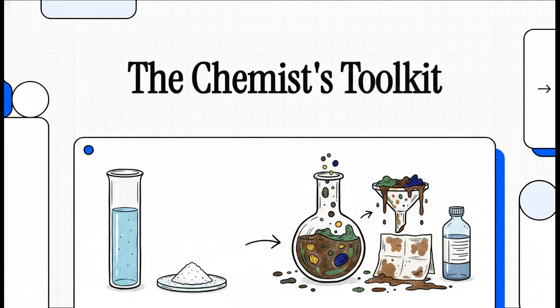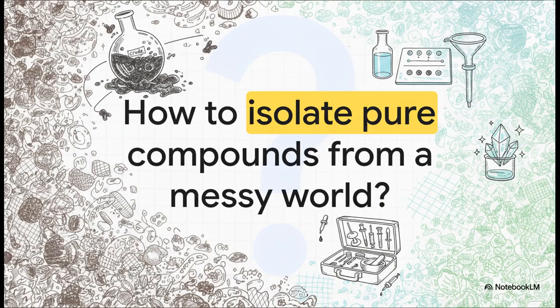Welcome to this explainer, where we're going to shatter that Hollywood illusion and look at the actual reality of the lab bench. So it begs the question, how exactly do chemists isolate pure compounds from such a messy world? That is the core problem we're solving today. We're going to open up the chemist's toolkit and check out the specific, highly technical benchtop methods they use to turn a crude, messy mixture into a pristine, isolated chemical.